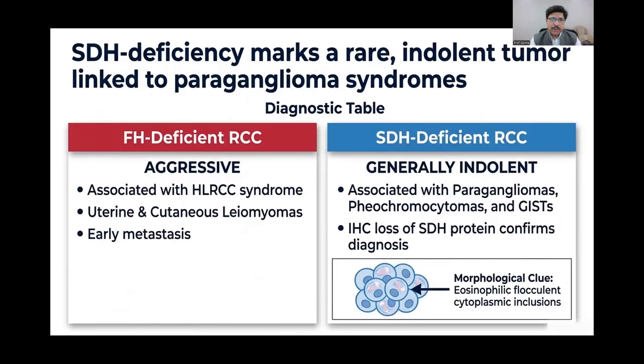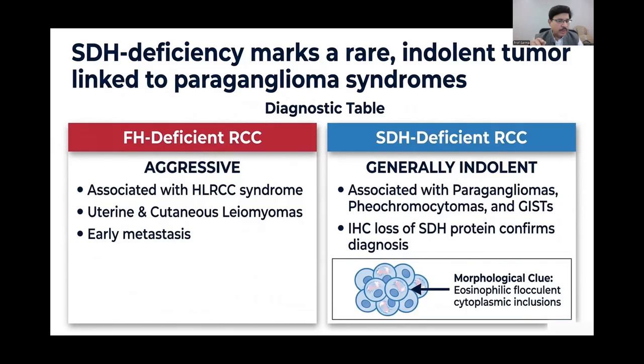Now, how do I compare FH deficiency with SDH deficiency? SDH deficiency marks a rare, indolent tumor-linked paraganglioma syndrome. So it is very different from FH deficiency. FH deficiency is common, aggressive and metastasizing. Here it is rare, SDH, very indolent and linked to associated paragangliomas. There it is linked to leiomyomas. So this is generally indolent, associated with paragangliomas, pheochromocytomas and gastrointestinal manifestations also. This is called the GIST.